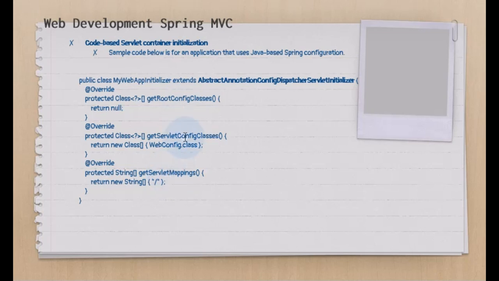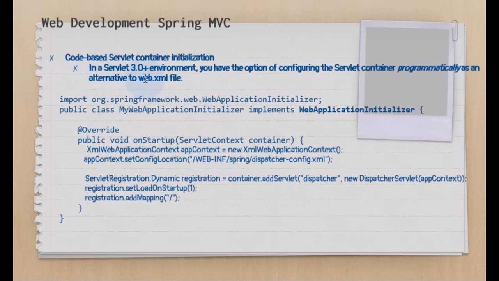In the getServletConfigClasses method, we are passing in another Java class. The name given is WebConfig. This class named WebConfig is a replacement for the bean definition XML files. Again, I am reiterating, from the start we have been saying we are trying to eliminate usage of the web.xml file. So this particular class, my web application initializer, is a replacement of the deployment descriptor, which is the web.xml file.